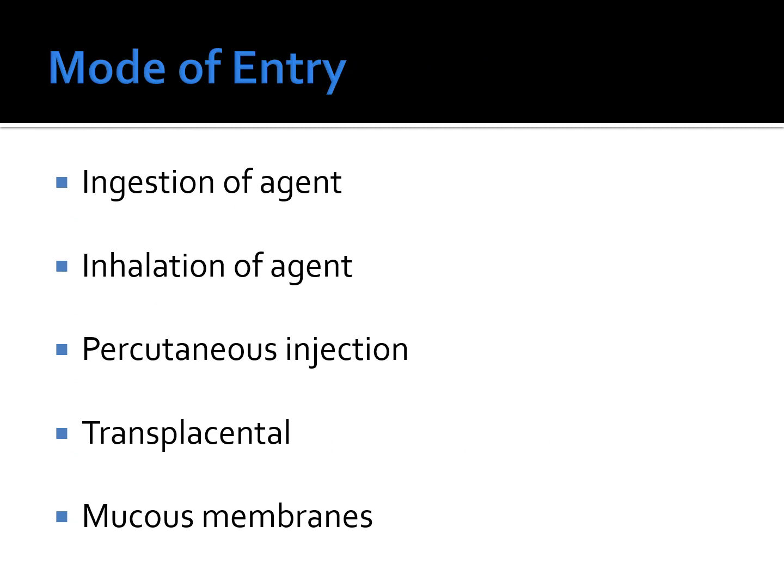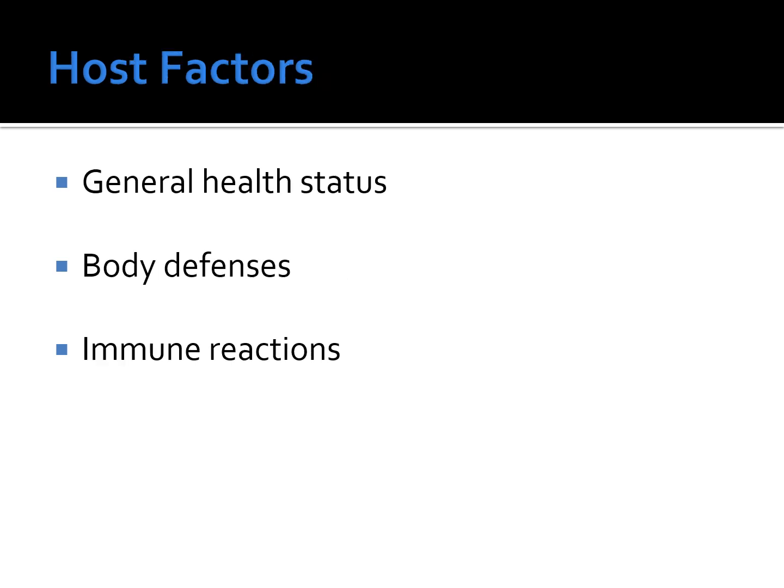This slide describes the mode of entry for pathogens into the body, including ingestion, inhalation, percutaneous injection, transplacental, and mucous membrane transmission. And once inside the body, regardless of how it got there, there are several factors that will influence whether or not a pathogen can turn into an infectious disease.